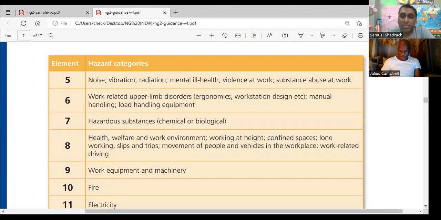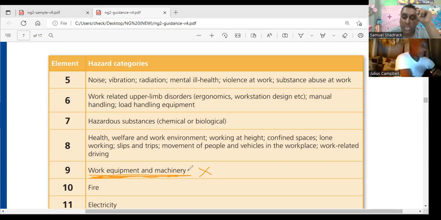By the way, I guess it had to be Trinidad because, like I said, Guyana didn't have anybody that failed. This year, it had someone that put the hazard here as work equipment, and NEBOSH failed them, because the hazard is not work equipment, it's work equipment and machinery. You see how strict they are? I'll say that again. Somebody had work equipment and they failed because the proper name is work equipment and machinery.